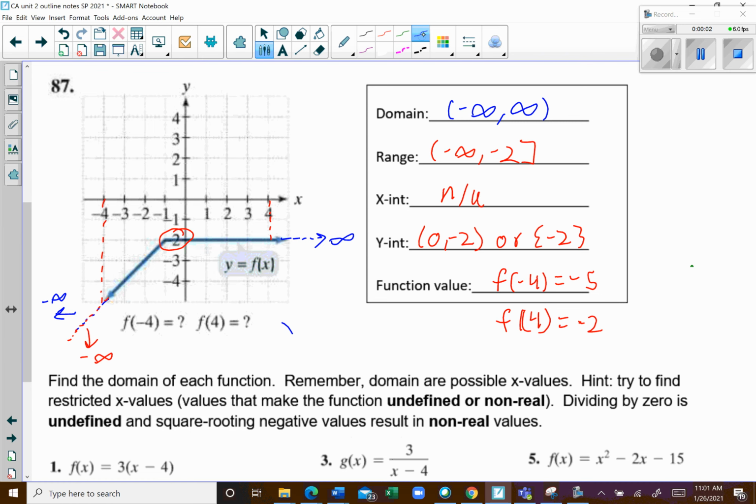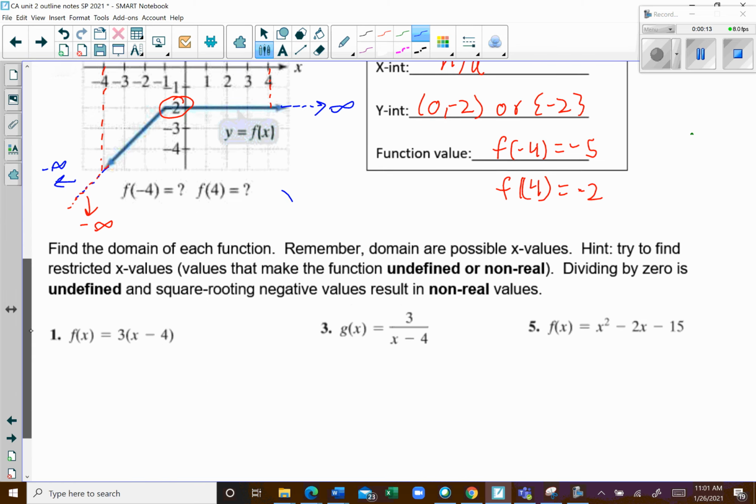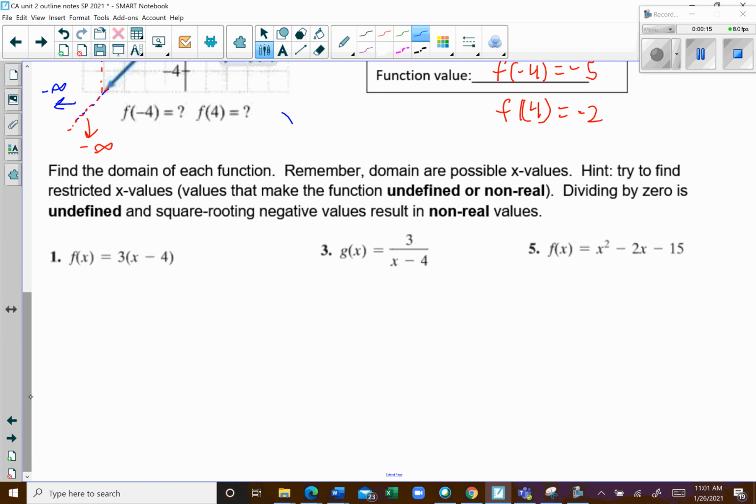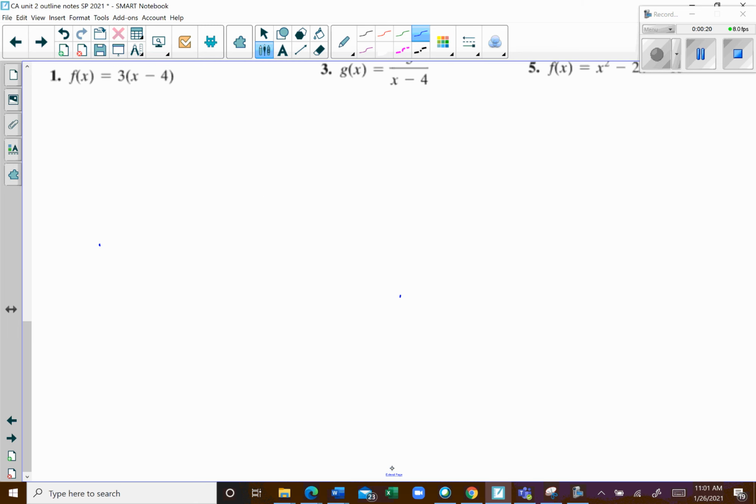Okay, so I'm going to continue now on the second video. We just finished up finding domain and range of graphs, and we found a couple other pieces of information with that. But we're going to continue on the domain and range, but we're going to look at it when we're given an equation. And this is a little bit more abstract.